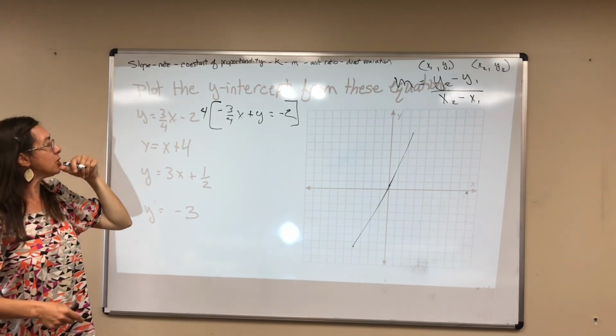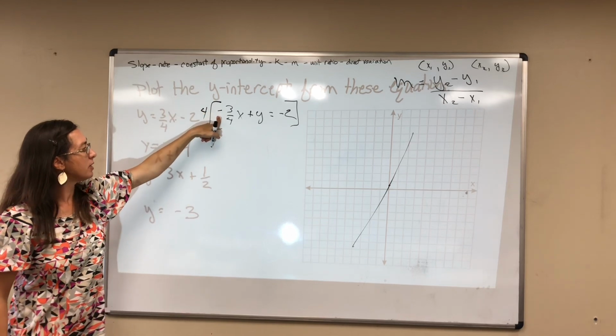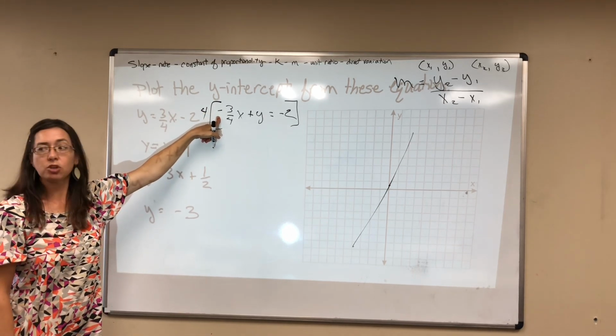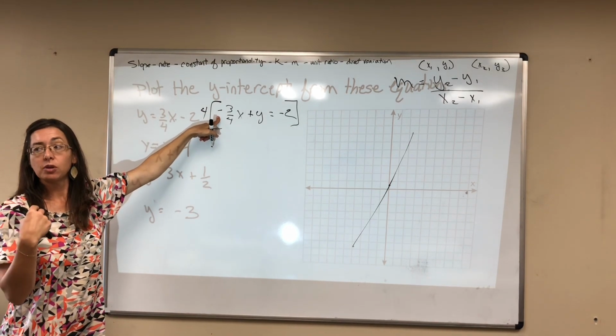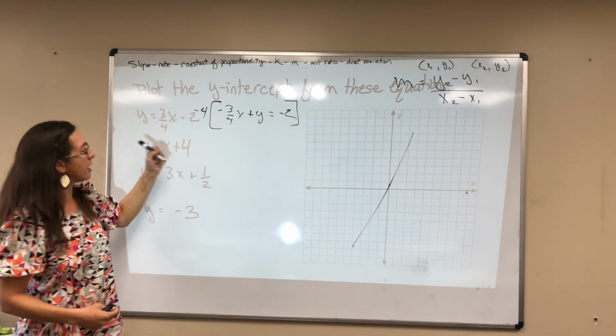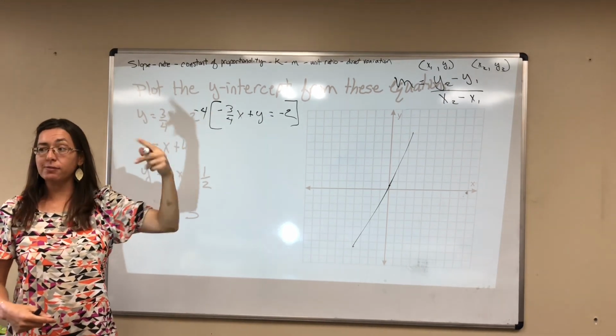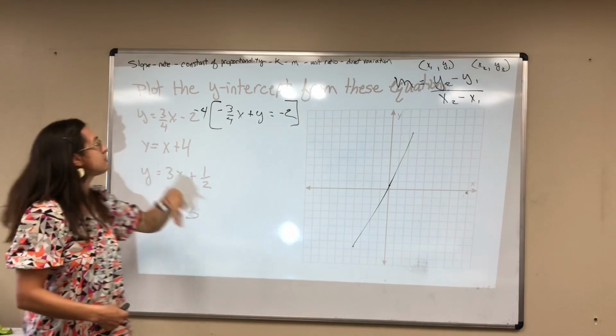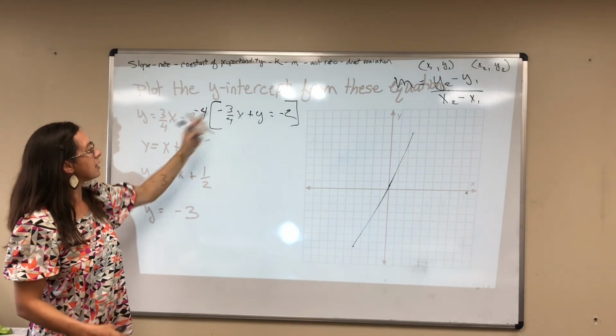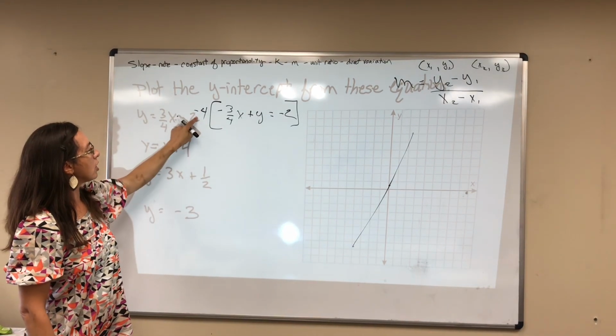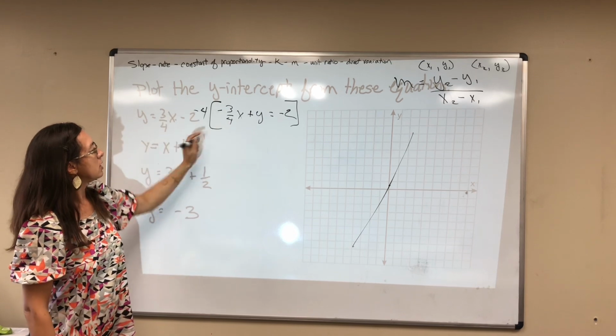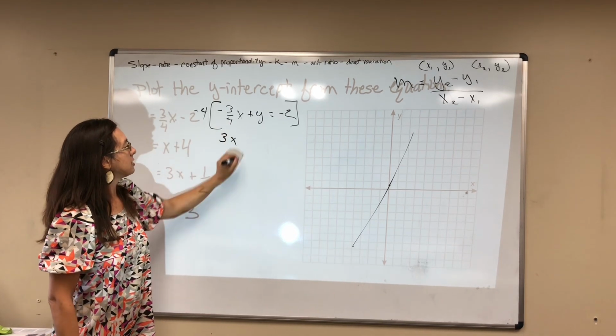Now, can we do it in 2 steps? Because I have a negative, and I want him to be a positive. So if I multiply by negative 4, I get rid of both my negative and my 4 at the exact same time. So let's do that. Negative 4 times negative 3/4, our 4's cancel. Just 3x. Okay?